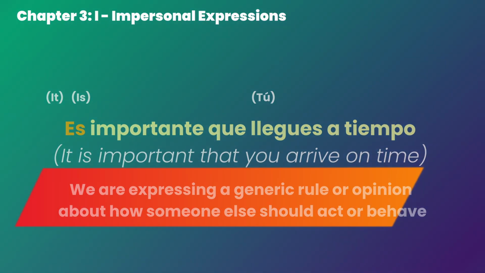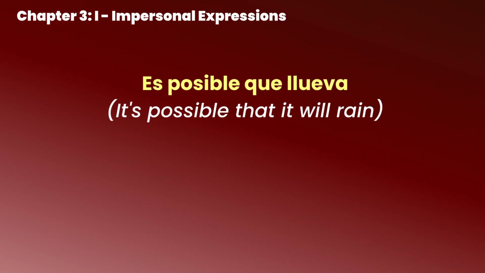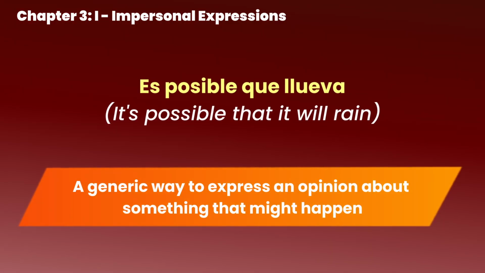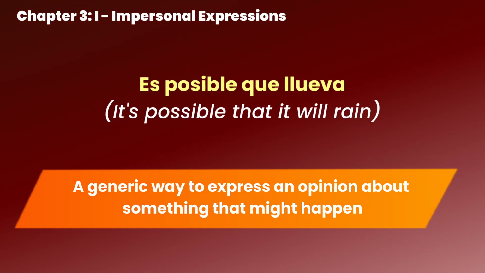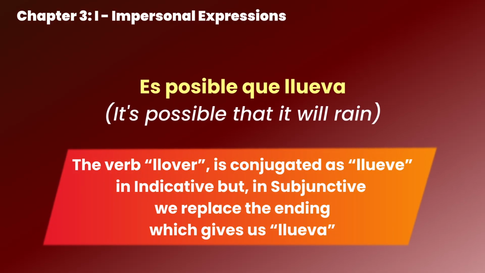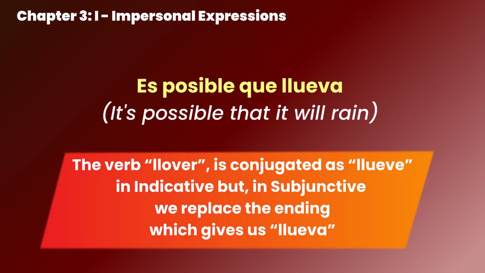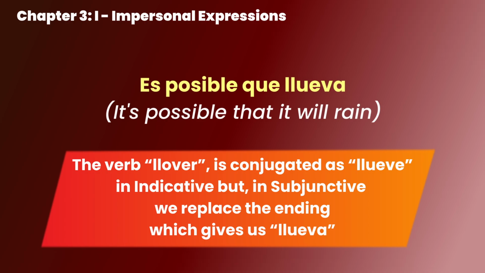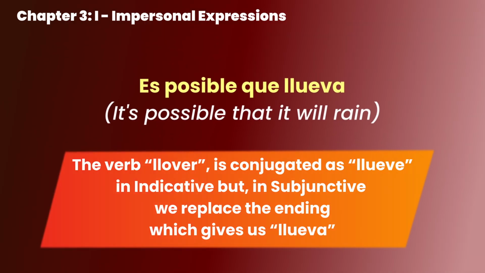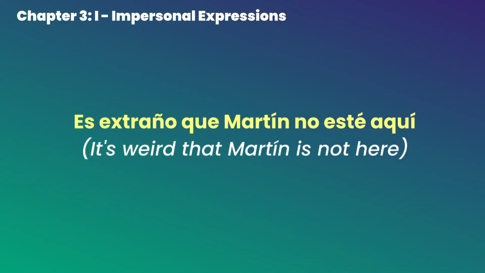Let's try another example. Es posible que llueva. Again, just a generic way to express an opinion about something that might happen. What is it that may happen? It might rain. The verb llover, to rain, is conjugated as llueve in an indicative way, but in subjunctive we have to replace the ending, which gives us llueva. The next example is Es extraño que Martín no esté aquí.